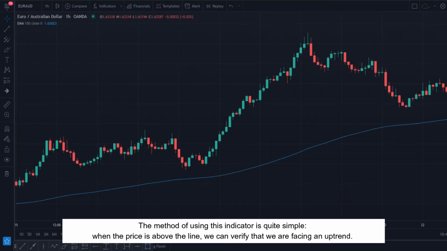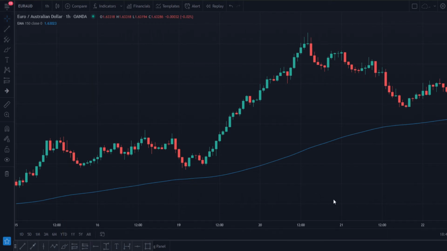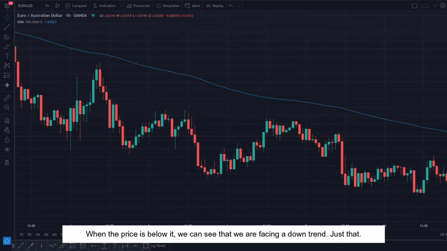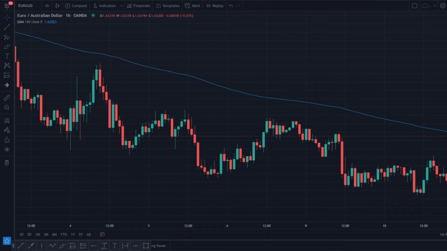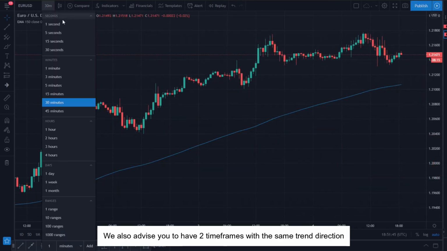When the price is above the line, we can verify that we are facing an uptrend. When the price is below it, we can see that we are facing a downtrend. Just that. We also advise you to have 2 time frames with the same trend direction.